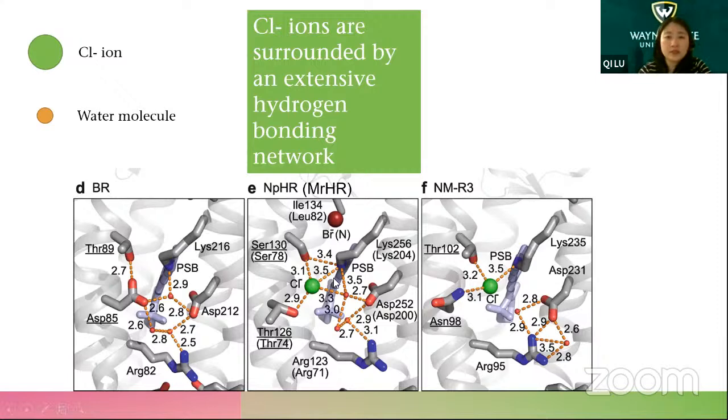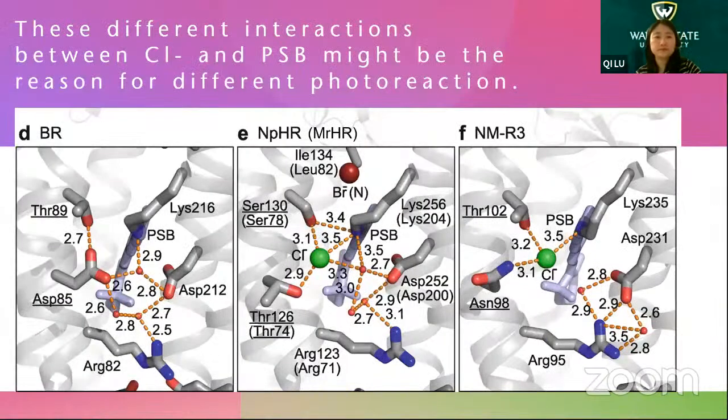And now let's move on to see the hydrogen bonding network. We can see that chloride ions are surrounded by an intensive hydrogen bond network, like in halorhodopsin and MR3. And this hydrogen bond network also requires water molecules. This different interaction between chloride and the protonated Schiff base might be a reason for the different photoreactions. So we can see that the hydrogen bond network is slightly different between halorhodopsin and MR3.